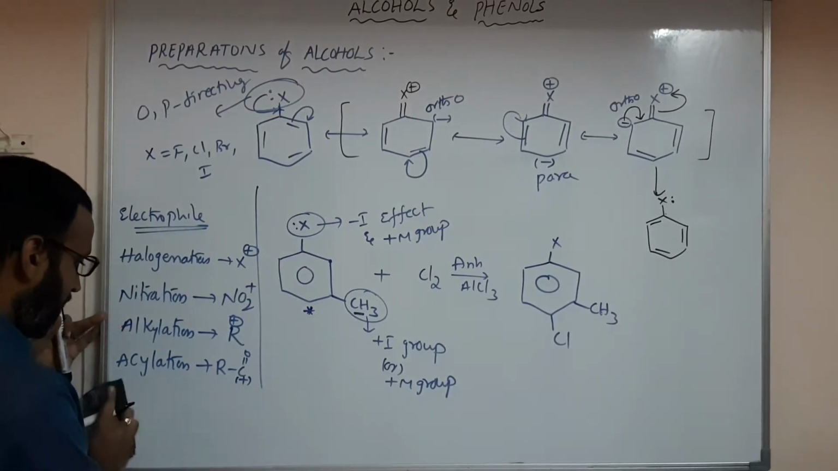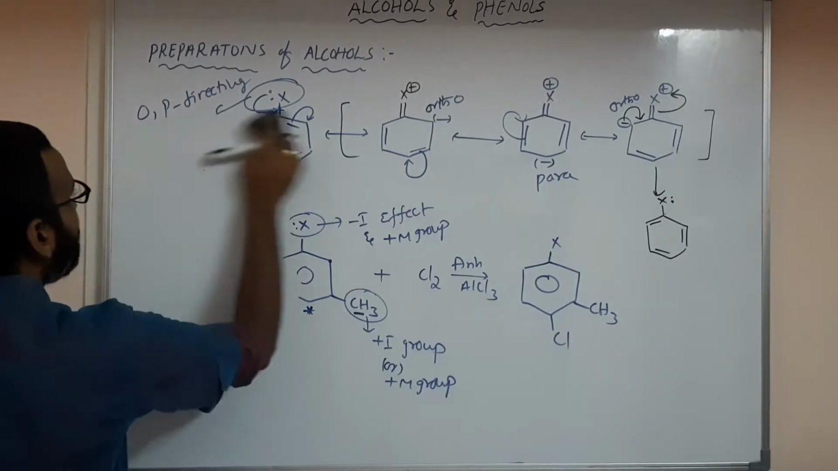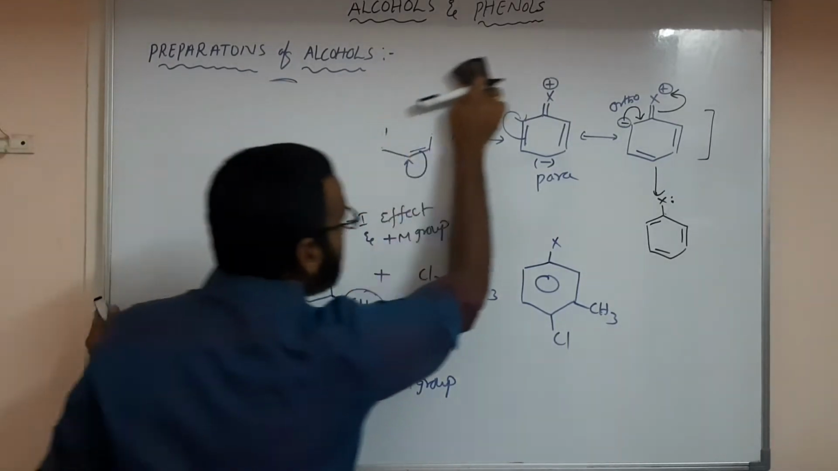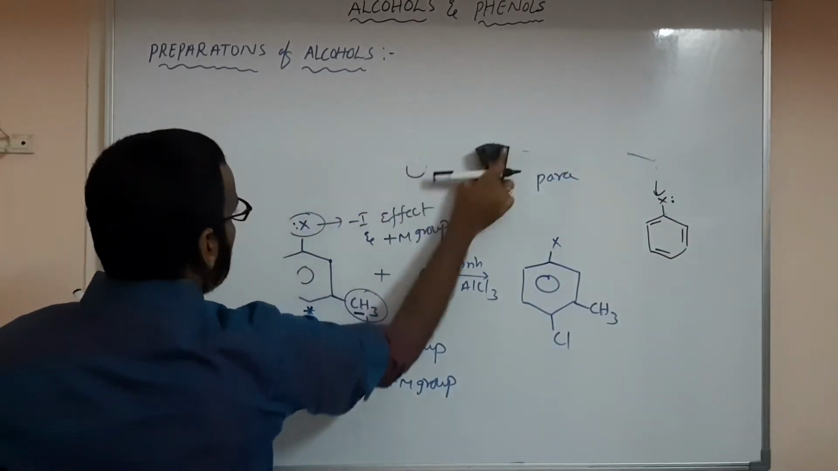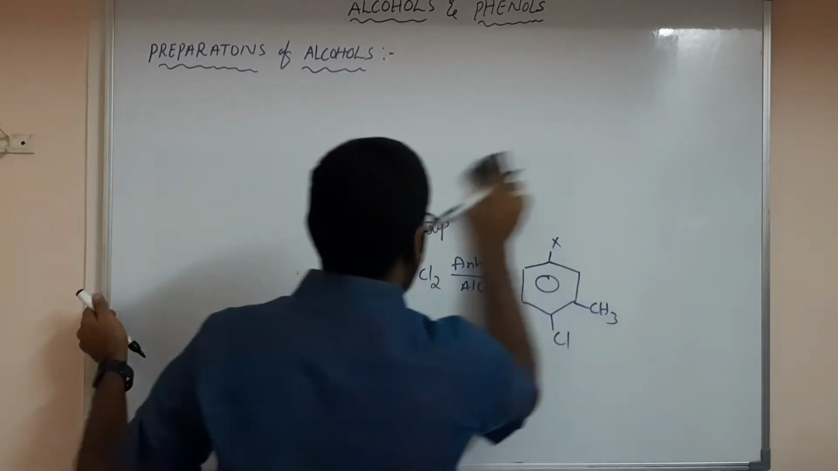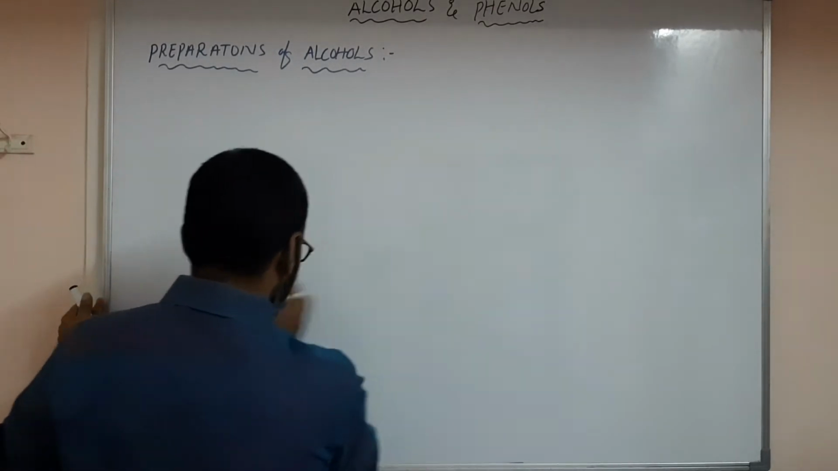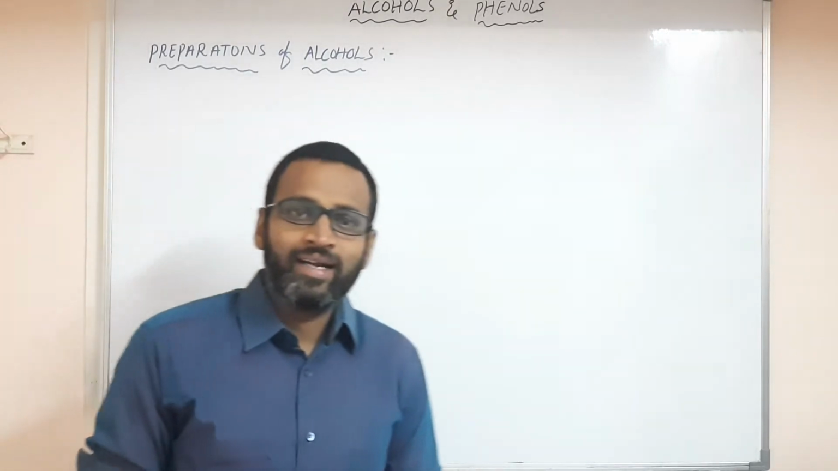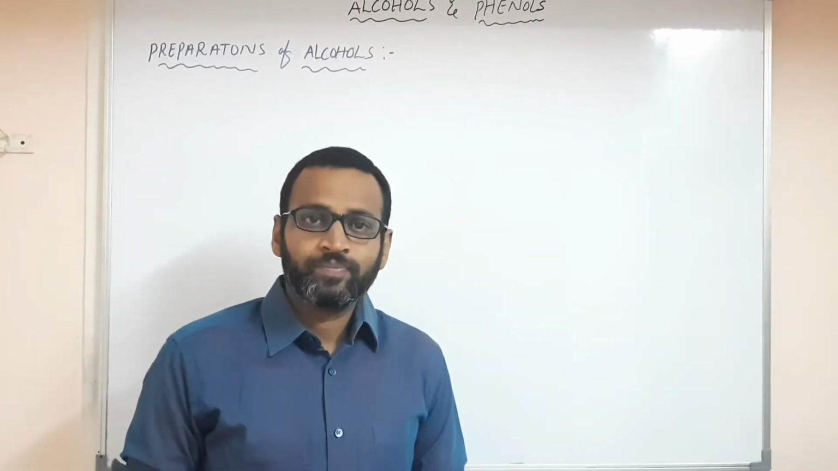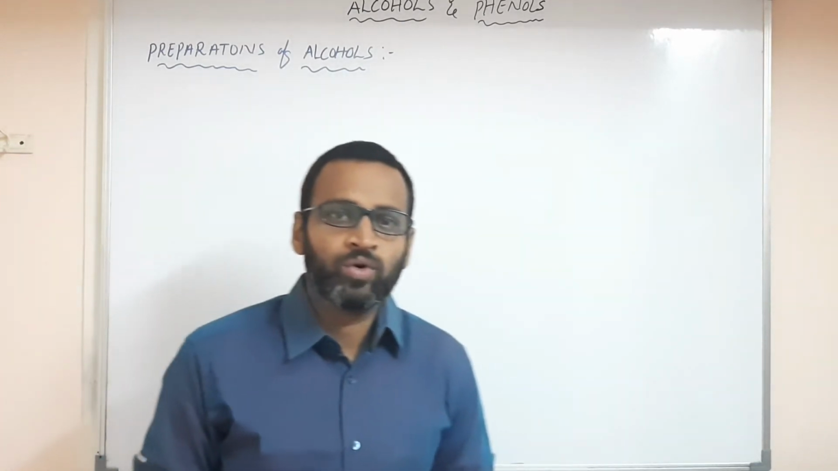Now I will enter into alcohols and phenols. So in alcohols and phenols, what are the things we have to learn here? Mainly the most important preparations of alcohols and phenols and their acidic nature and chemical properties. Based on these you will have more questions.